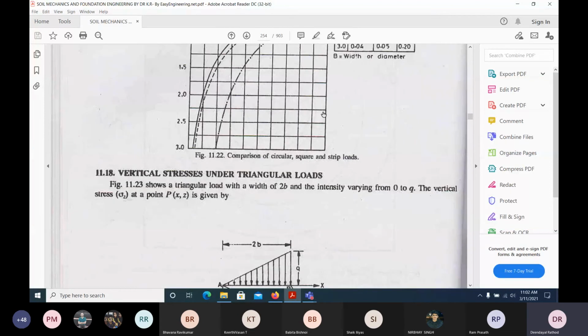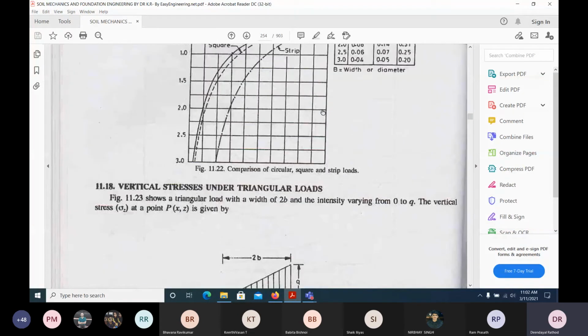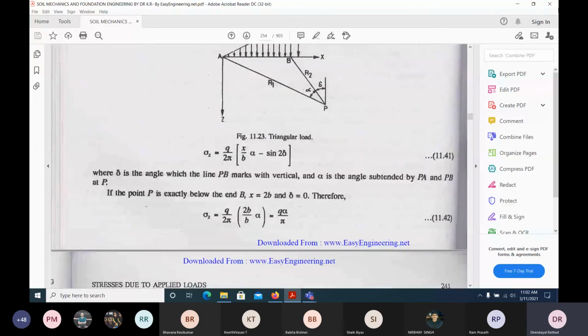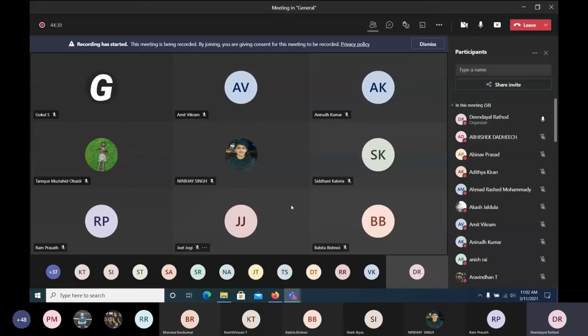Maybe next class we will look into what is more important. There is one more theory in this particular chapter, called the Westergaard theory. Boussinesq has given his theory. One more theory which is important in this chapter is Westergaard theory, which I think is on layered soil also. He has given some equations, and by using that equation again we can find the vertical stresses.